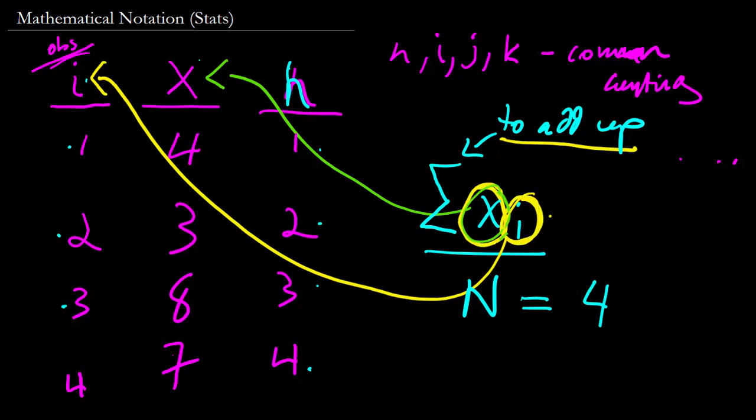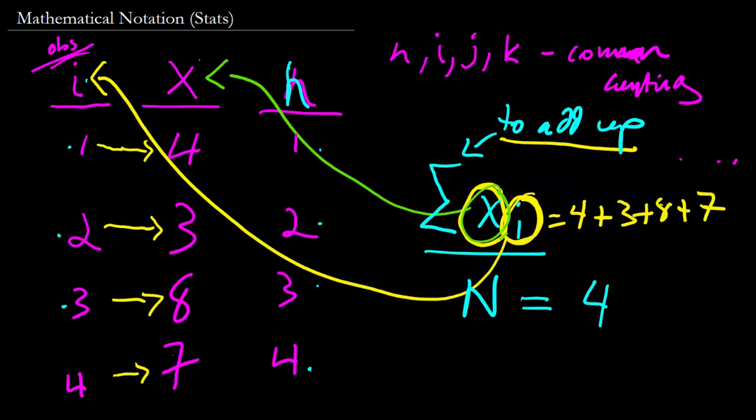So we're going to say this is equal to, what's the first I? The first I is 1, so take the 4. This is 4 plus, what's the next I? It is 2, take the 3. 4 plus 3 plus 8 plus 7. And since this is divided, we're going to divide one by the other. Let me make this yellow since we're all in yellow.